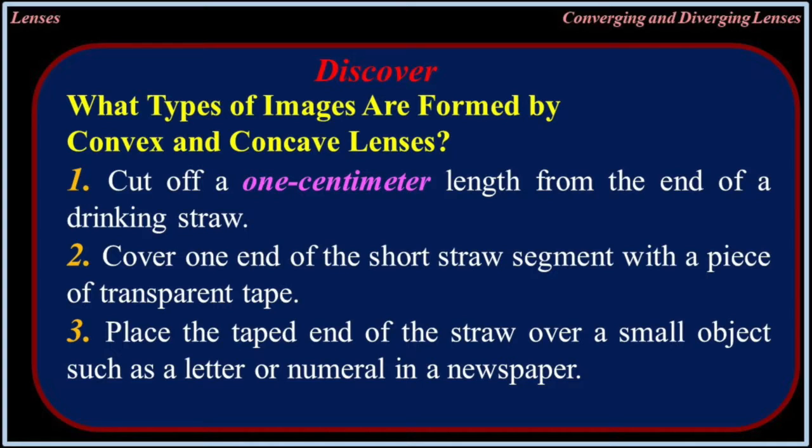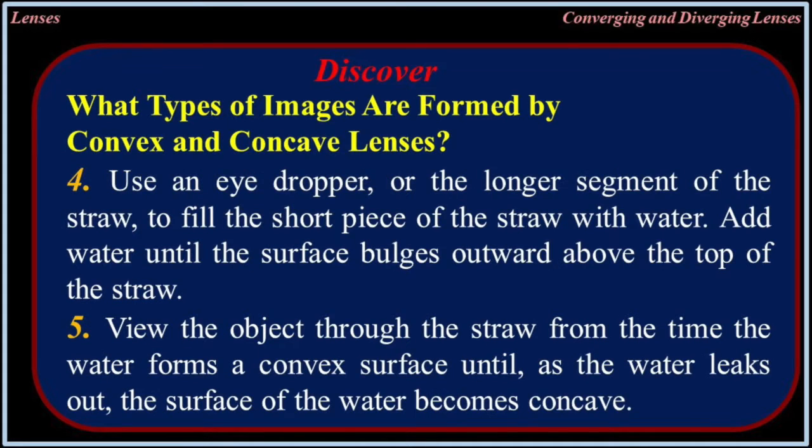Cut off a 1 centimeter length from the end of a drinking straw. Cover one end of the short straw segment with a piece of transparent tape. Place the taped end of the straw over a small object, such as a letter or numeral in a newspaper. Use an eyedropper or the longer piece of the straw to fill the shorter piece of the straw with water.